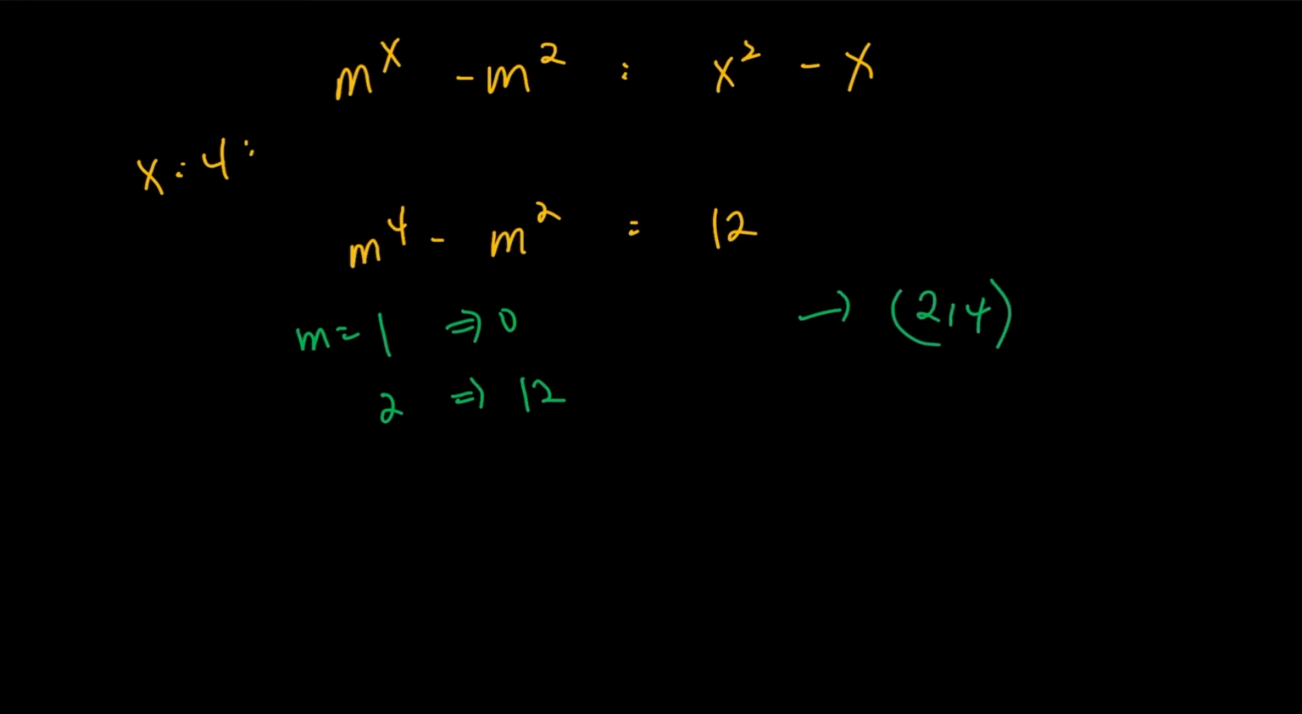And then let's just try if m equals 3. I believe it's going to be too big. If m equals 3, yep, it's going to be too big. It's going to be 72. And you guys could expect that because this is an increasing function, if you increase the value of m, we're not going to get solutions.